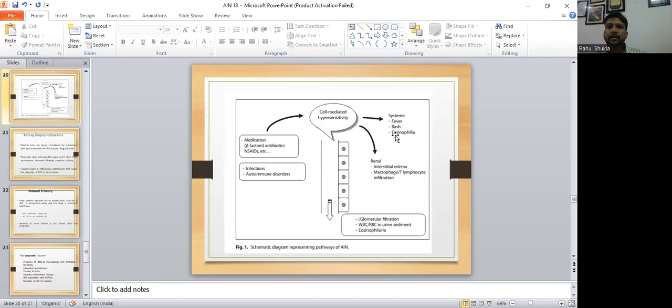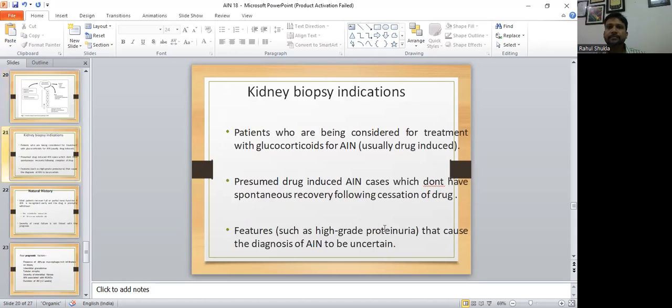So this is a diagrammatic representation of drug-induced AIN. We can see that beta-lactam antibiotics and NSAIDs induce cell-mediated immunity that may lead to systemic features like fever, rash, and eosinophilia. At the level of the kidney, they may cause interstitial edema, macrophage and T lymphocyte infiltration, and ultimately lead to decreased glomerular filtration, WBC and RBC casts in urine, and also eosinophilia.